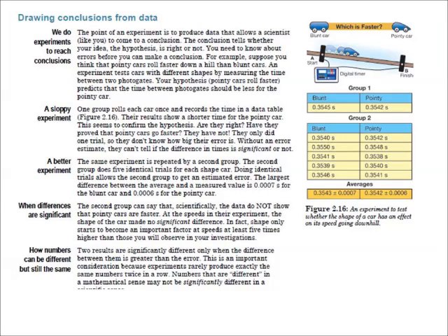The point of an experiment is to produce data that allows a scientist like you to come to a conclusion. The conclusion tells whether your idea, the hypothesis, is right or not. You need to know about errors before you can make a conclusion.